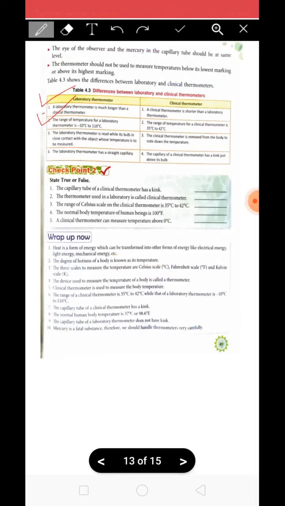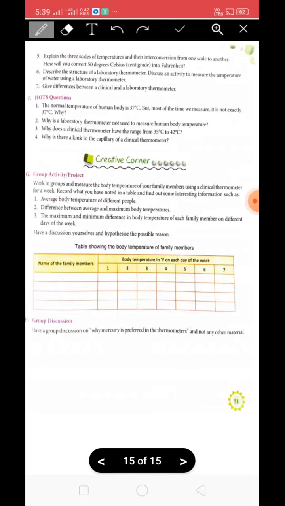Okay class, now the next question is, why is there a kink in the capillary of the clinical thermometer? To keep the reading for a longer period of time, or to prevent the falling of mercury in the capillary, we have a kink in the clinical thermometer.